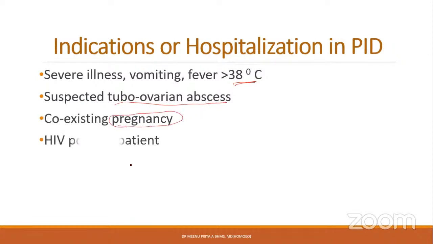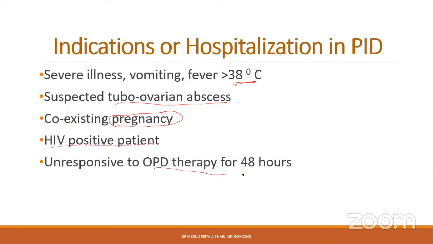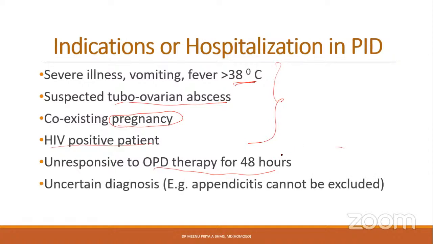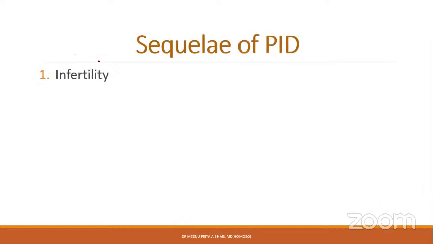Hospitalization is indicated with coexisting pregnancy, pregnancy with PID, HIV positive patient, and PID unresponsive to OPD therapy for 48 hours, 2 days. You have treated the patient, even homeopathically, on OPD basis for 2 days, yet these symptoms are still persisting. Advise the patient to get admitted, and you can give your treatment along with that. And uncertain diagnosis, where appendicitis cannot be excluded because it can mimic appendicitis. The abdominal tenderness and abdominal pain the patient is complaining of, you are not able to differentiate, then indicate for hospitalization.